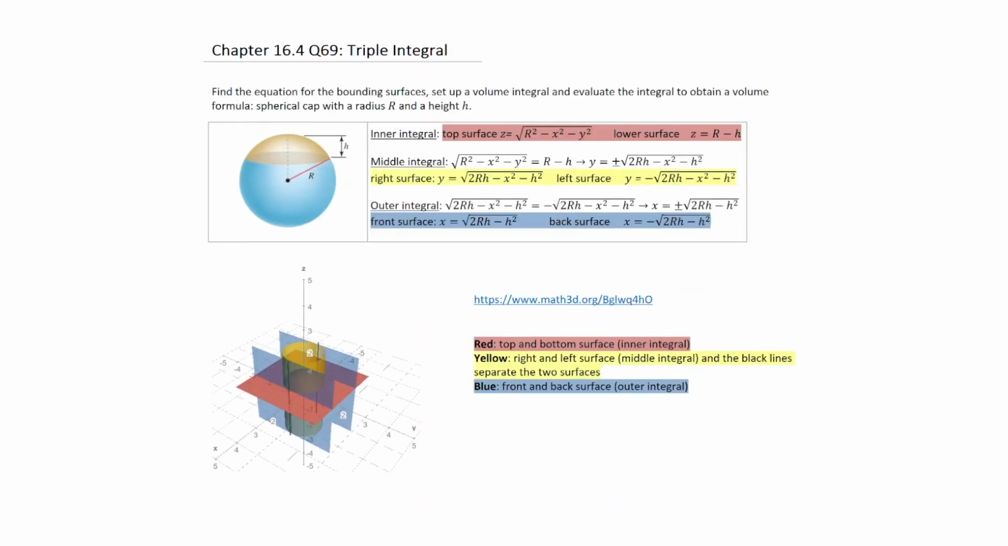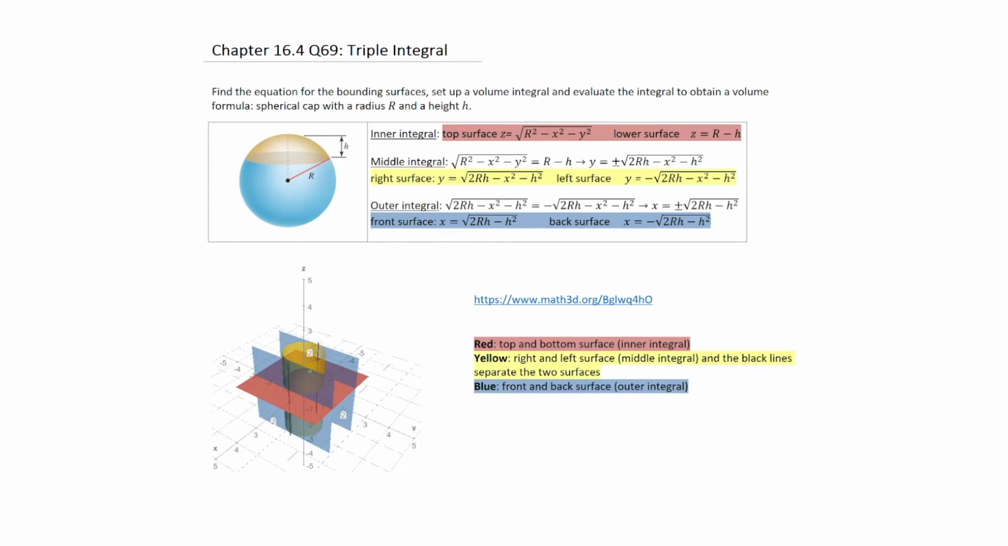All right, let's look at another example, question 69 from the same chapter. Find the equation for the bounding surfaces, set up a volume integral, and evaluate the integral to obtain a volume formula. So it's a spherical cap with a radius r and a height h. This height is h, and what we're interested in is only the volume within this region here, and the radius of the sphere is r.